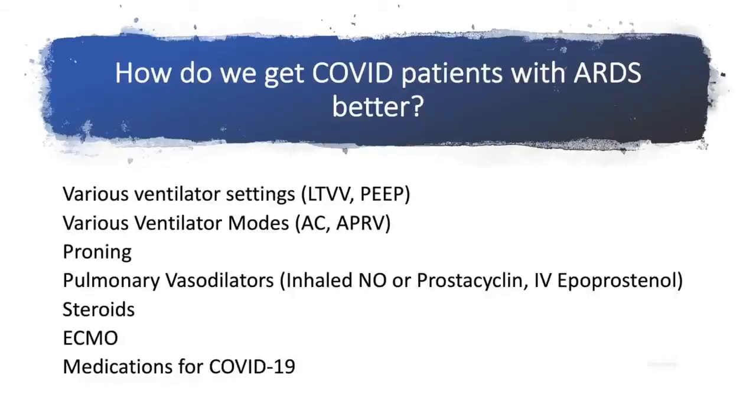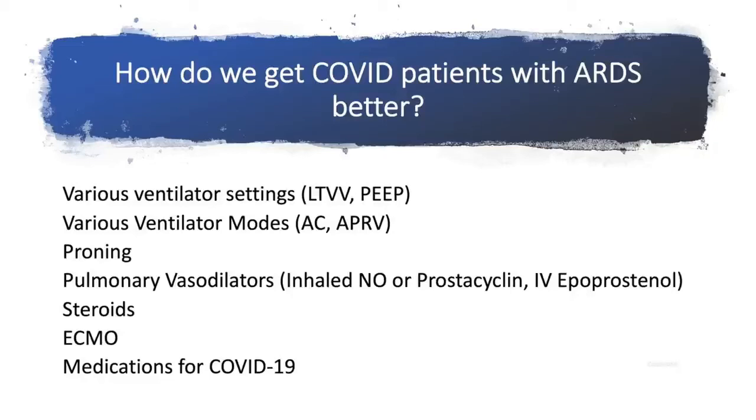So how do we get COVID-19 patients with ARDS? How do we get these patients better? It's going to be a combination of things, including individualizing various ventilator settings, including adjusting the tidal volume and adjusting the PEEP. It's also going to involve trying different ventilator modes with assist control, possibly APRV. It's going to involve proning patients, meaning lying patients on their chest instead of their back.